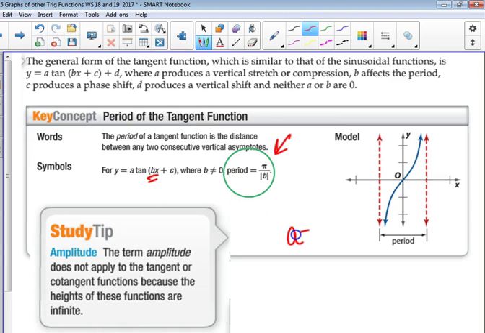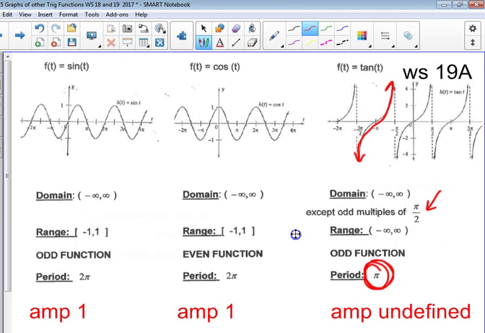Yes, A is simply a vertical stretch, which honestly, we'll talk about in a minute, makes very little difference to the graph, and I'm not going to make you worry about it. We'll show you an example in a minute. All right, so just here I wrote the amplitude was undefined. Any questions about tangent?